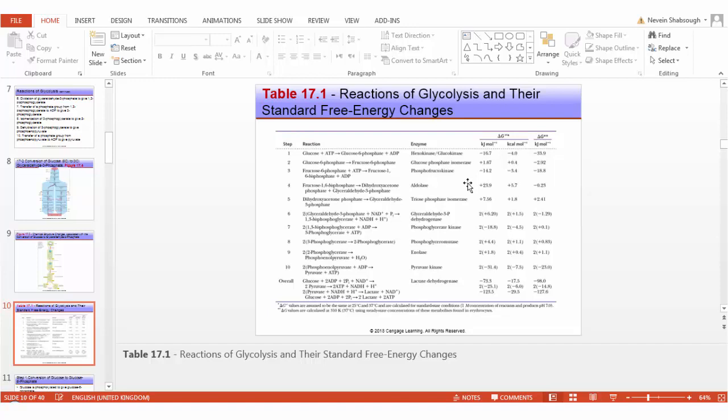So delta G naught prime is called the modified standard free energy change, and this is especially for biochemical reactions, because from now on any reaction you see has a delta G naught prime value. This could be negative or positive. Negative means exergonic reaction and positive means endergonic reaction, and you can see these values here. There is the concept of coupling in metabolism, where the energy released by an exergonic reaction drives an endergonic one. The whole process is exergonic.